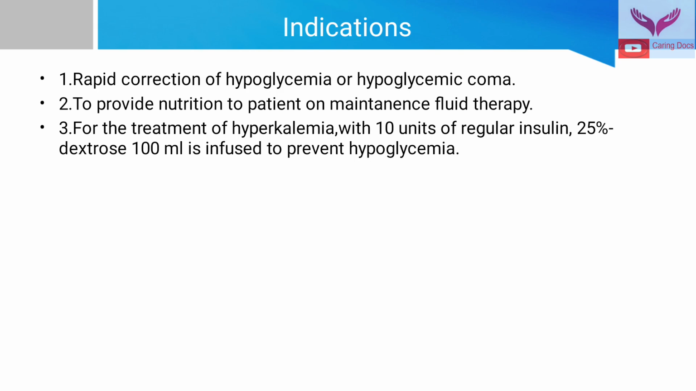Indications for the use of 25% dextrose are: it is used for rapid reduction of hypoglycemia or hypoglycemic coma. It is used to provide nutrition to patients on maintenance fluid therapy. It is also used in the treatment of hyperkalemia, when patients are given insulin, there are chances of the patient going into hypoglycemia, so we give them 25% dextrose 100 ml with 10 units of regular insulin to prevent the hypoglycemia.